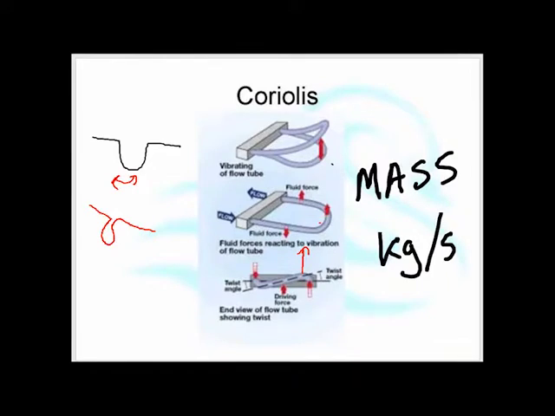As an added bonus, by measuring the frequency at which the pipe is able to flop up and down, the Coriolis flow meter also gives you density.